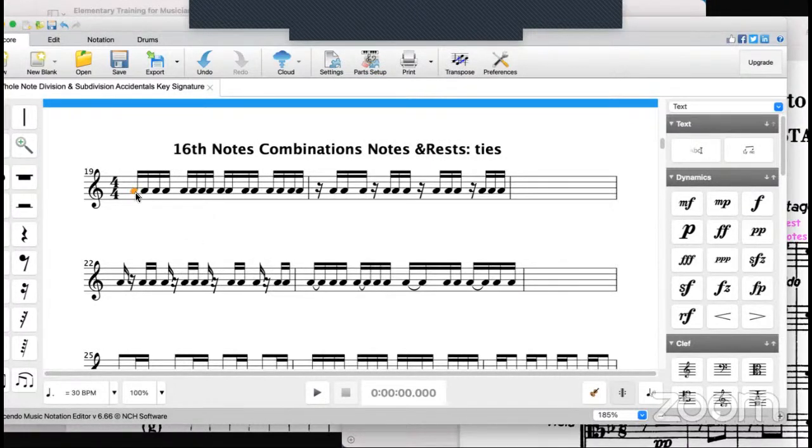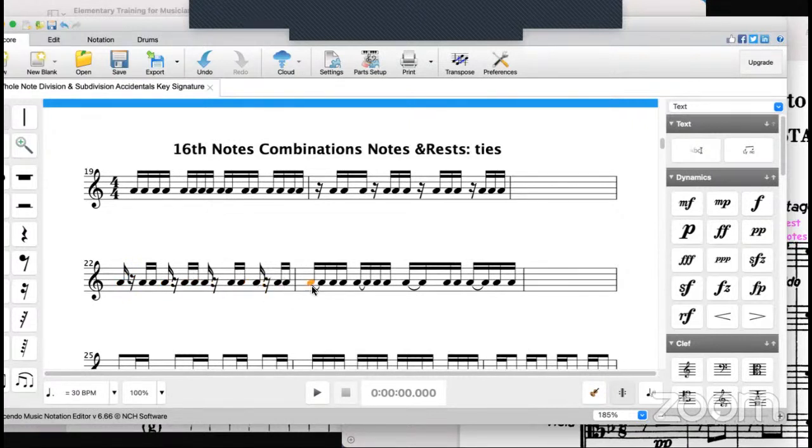So it's slow here. So ta ta ta ta ta ta ta ta ta ta ta ta. Now I have a rest on the very first. So ta ta ta ta ta ta ta ta. Now I'm going to have the rest on the second 16th note of the group of 4. Ta ta ta ta ta ta ta ta.